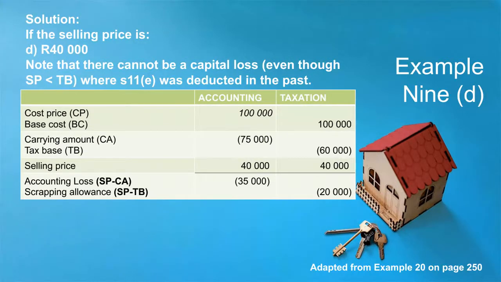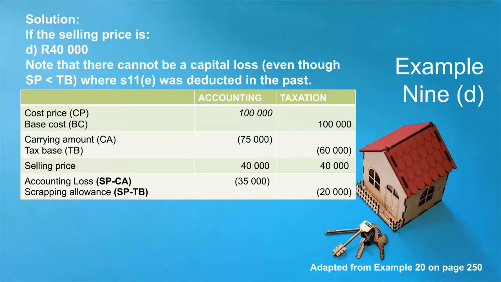So we sell for more, it equals the capital gain? No. If you sell for more than it cost you, it's a capital gain. If you sell for more than the tax base, it's a recoupment. If you sell for less than the tax base, then it's a scrapping allowance. Does that make sense to everyone? More than the cost price, you create a capital gain. More than the tax base, it's a recoupment. Less than the tax base, it's a scrapping allowance.